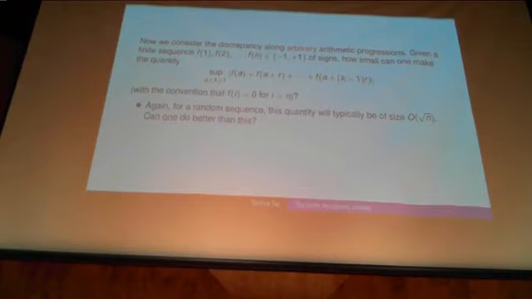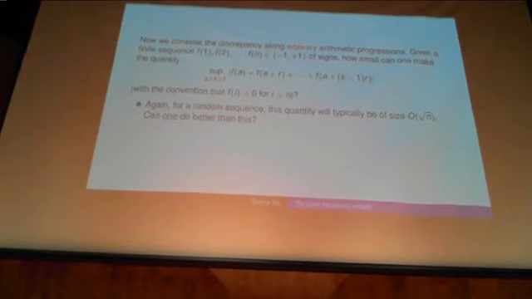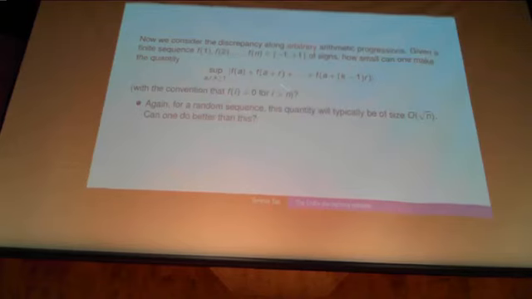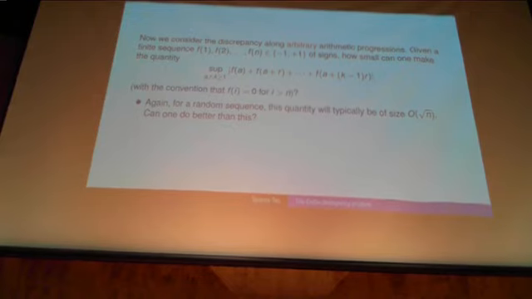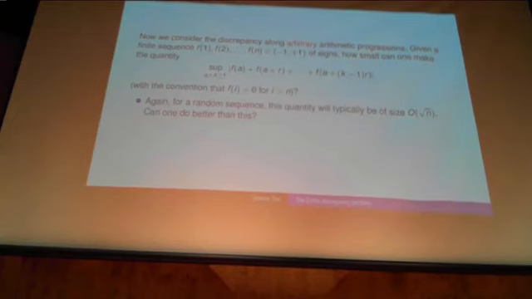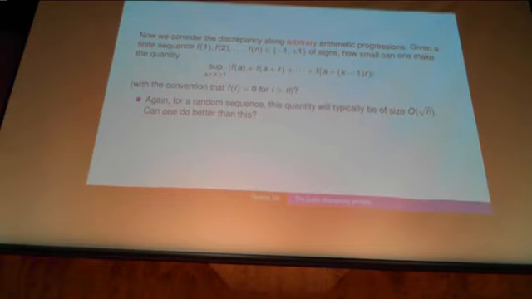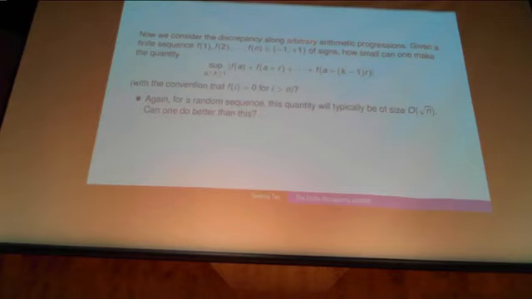And we also want this pattern to be balanced, not just from 1 to 2, 1 to 3, 1 to 4, but along every arithmetic progression. So for example, f of 3 plus f of 5 plus f of 7, we also want to be small. F of 10 plus f of 20 plus f of 30 plus f of 40, we want to be small. So we take all the arithmetic progressions in your sequence and you ask, can you make all those sums small at the same time? So you want your pattern to be balanced on every one of these progressions.